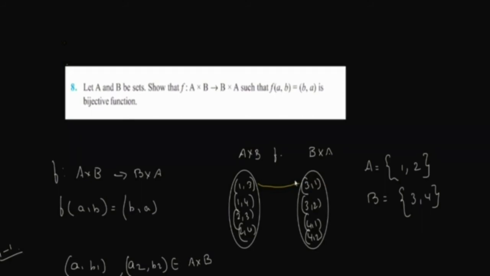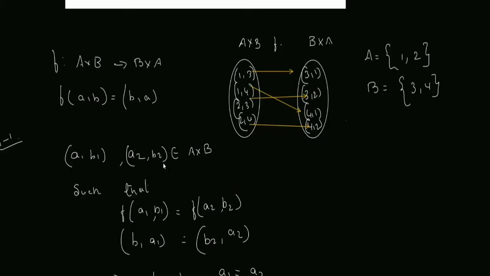So the function is from A cross B to B cross A. So (1,3) will go to (3,1), because the function is defined like that: f of (a, b) goes to (b, a). So (1,4) will go to (4,1), (2,3) will go to (3,2), and (2,4) will go to (4,2). Now we'll prove the function is 1 to 1.